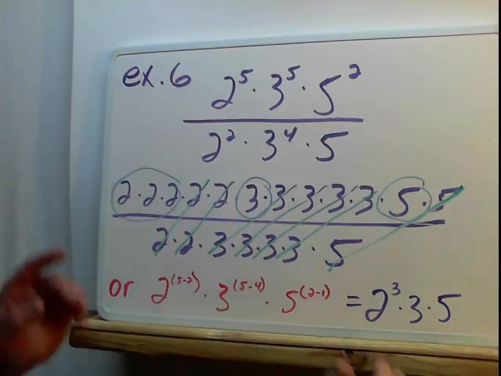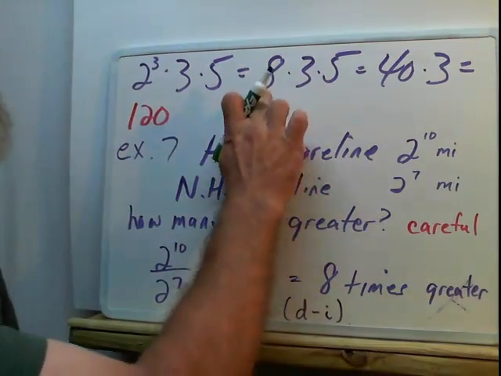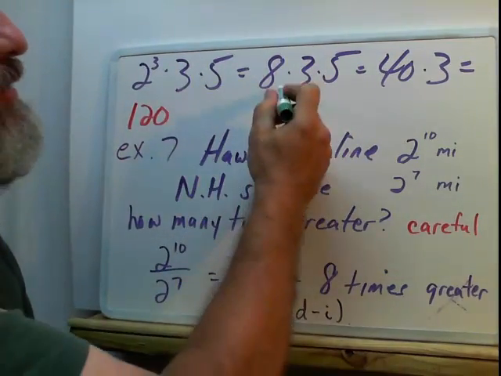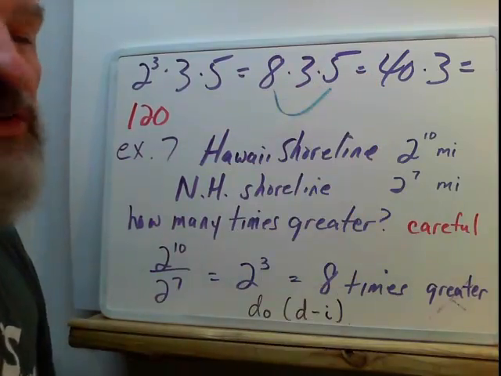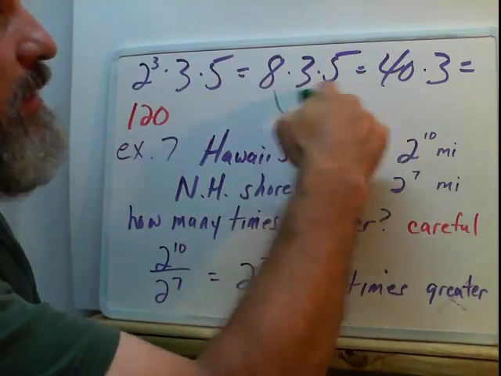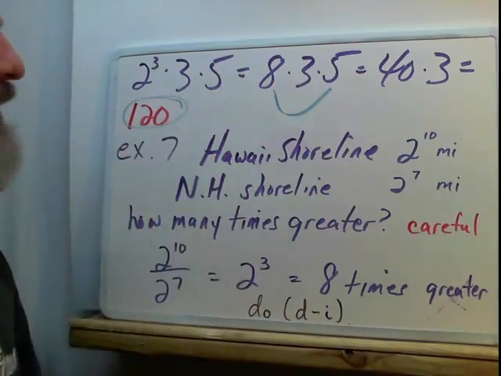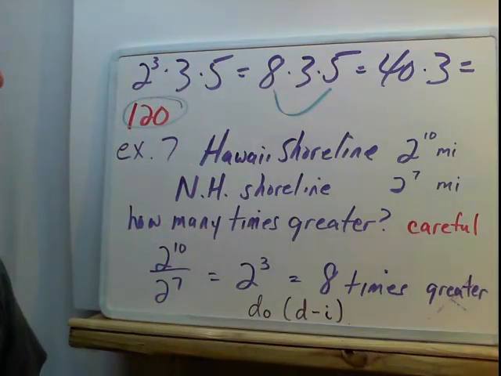However, remember, we are still not finished yet. 2 to the 3rd is 8 times 3 times 5. I can do this in my head because I'll go with this first. 8 times 5 is 40, times 3 is my final answer of 120.